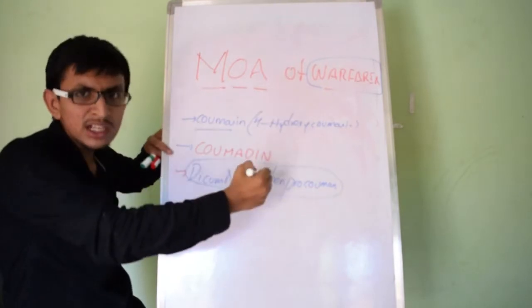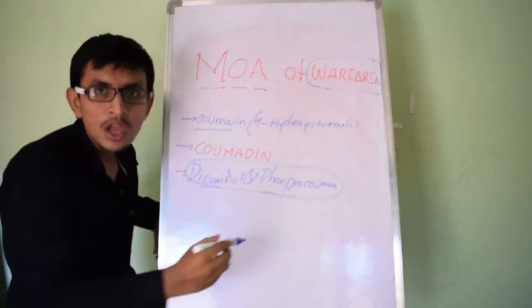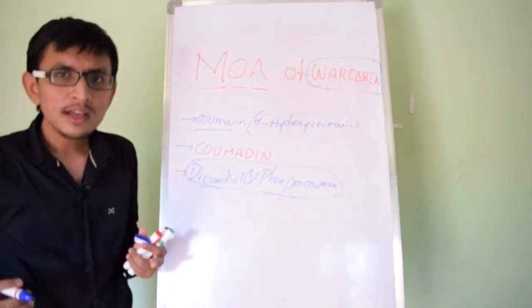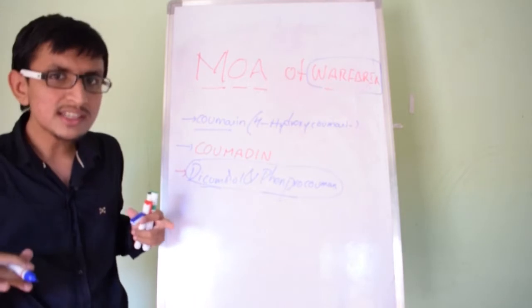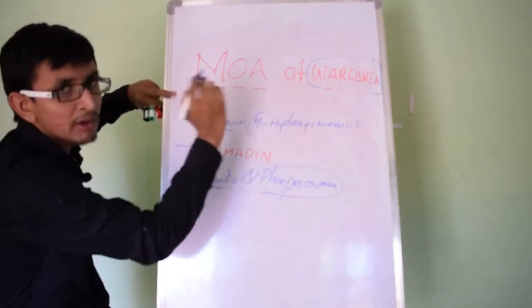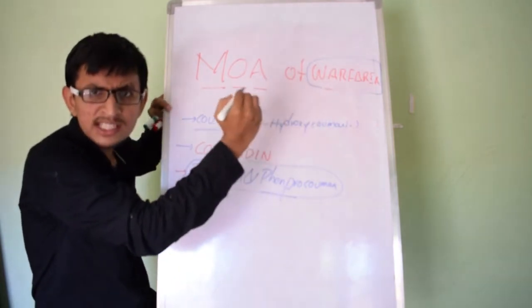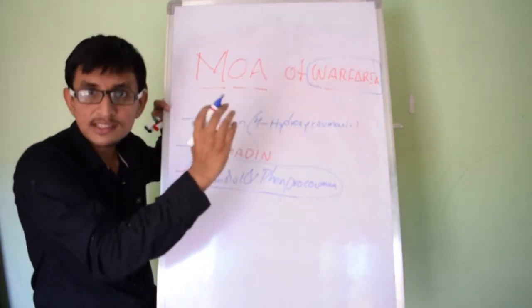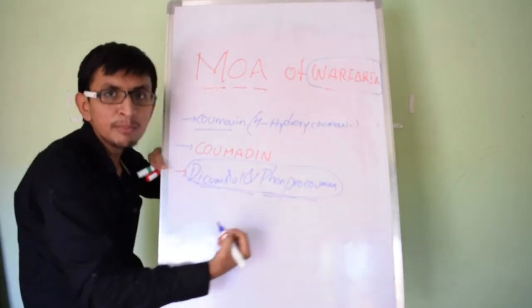Out of these three drugs, warfarin, dicumarol and fenprocoumon, if anybody asks you which drug has the best bioavailability and the least side effects, then the answer should be warfarin. Warfarin has the best bioavailability as well as the least adverse side effects when you compare it with dicumarol as well as fenprocoumon.